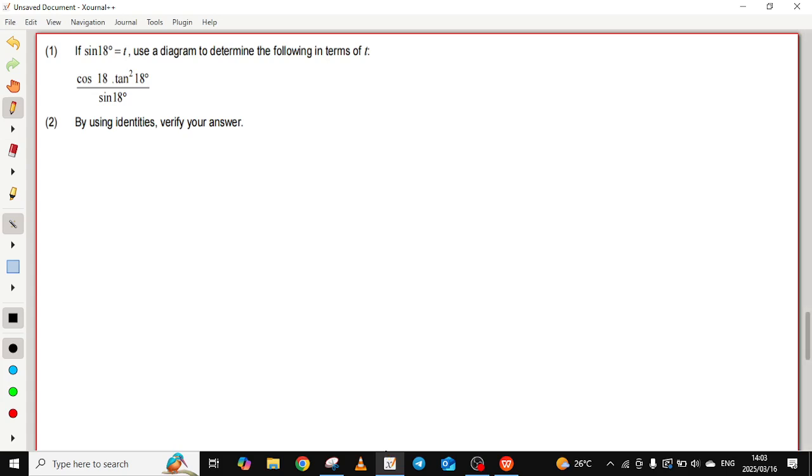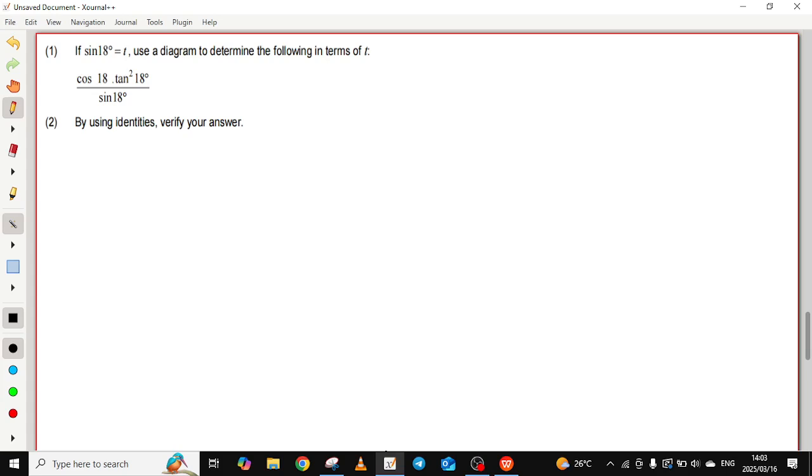Okay, so it says here, if sine 18 degrees is t, use a diagram and determine the following in terms of t. Now here, people are going to say, hey, I love diagram questions. Yes, I do. They are very nice. But also, I like the second part of it. It says by using identities, verify your answer. That's the part I'm actually gunning for. But before that, we have to answer the first one to be able to do the second part as well.